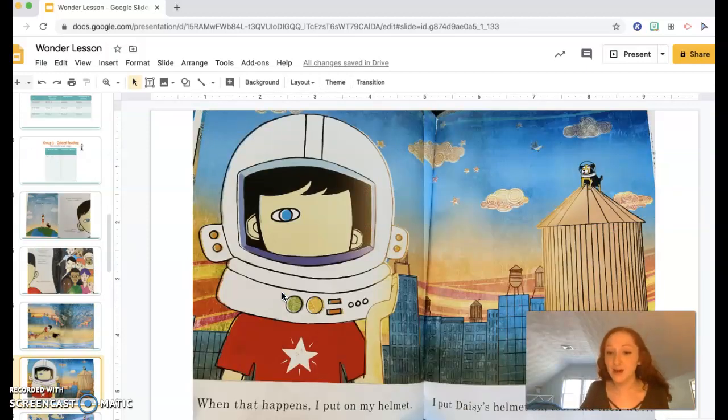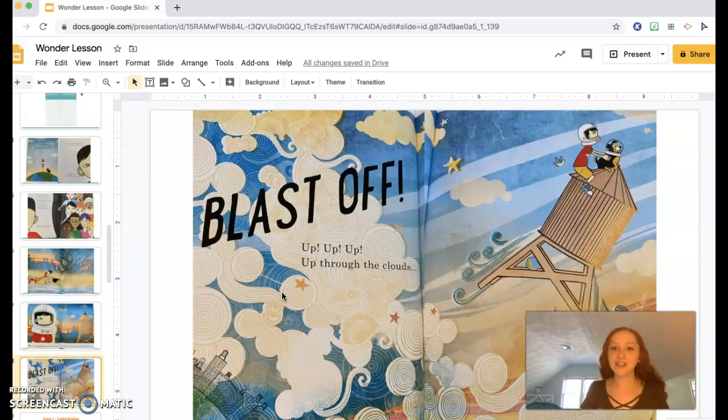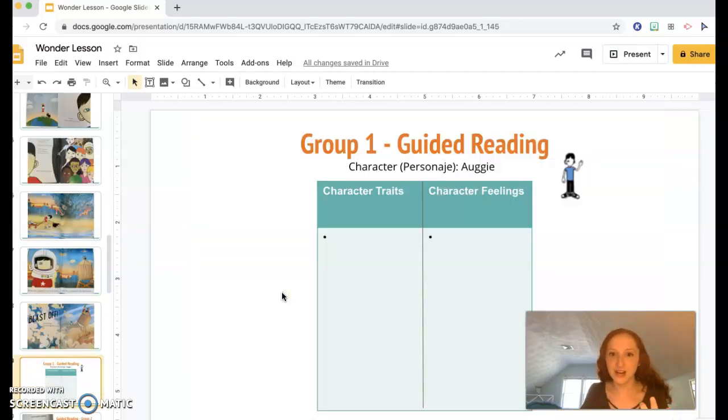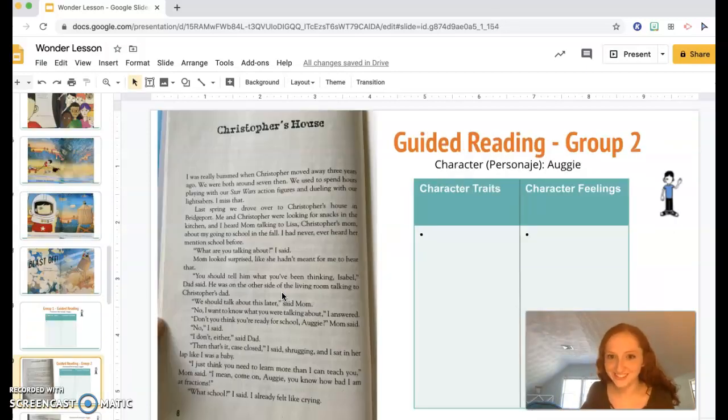But then he puts on his helmet, and I put on Daisy's helmet too, his dog, and blast off, up, up, up through the clouds. This page tells me, and I would ask students what this illustration might show them. It could be that he's imaginative, he's adventurous. So you would think about that as a group and fill out this chart.